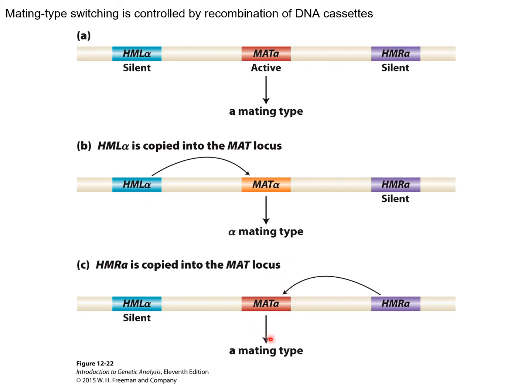Now I think this is an instance where the slides are mislabeled. I believe this is supposed to be MAT alpha, and this just shows that that can also happen in the other direction. So pretend this was alpha instead of A. The HMRA genes are a copy of the A-specific yeast cells, and that also is able to be copied and replace the alpha, pretend this was labeled right, and produce A mating types as opposed to the original alpha mating types. So in either case, they can switch back and forth between the A yeast cells or the alpha yeast cells.